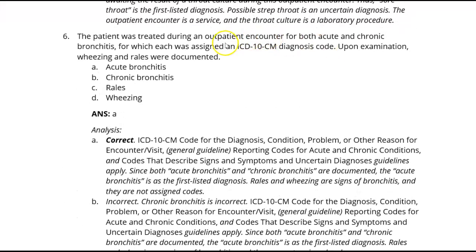Number 6, the patient was treated during an outpatient encounter for both acute and chronic bronchitis, for which ICD-10 was assigned. Upon examination, wheezing, rales were documented. Okay, outpatient for both acute and chronic bronchitis, you are just going to code the acute.